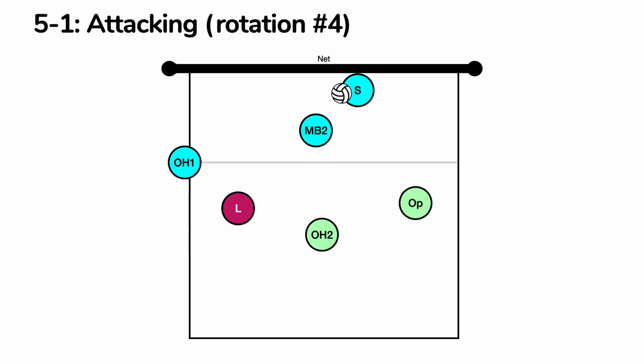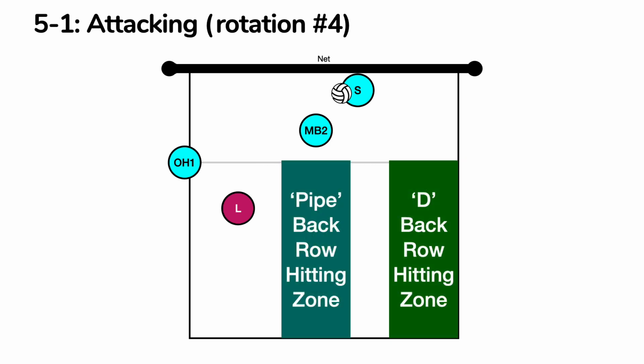There's only two hitters in the front row, so we can start thinking about using the opposite to hit a ball out of the back row in D, or the outside hitter in the pipe. And those are the zones marked there. That means that they're attacking the ball from behind that 3-meter line.